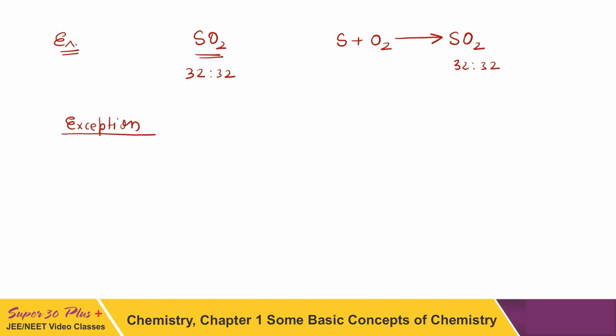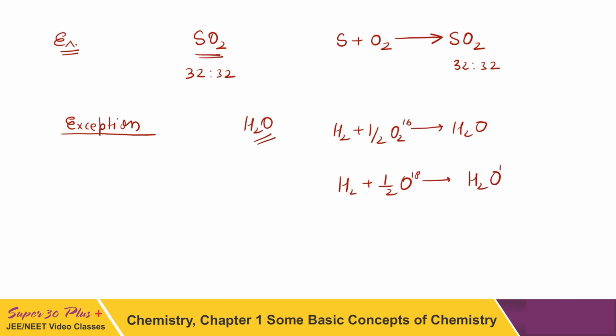Suppose you produce water, H2O, by using H2 plus half O2 gives H2O. And if you use the isotope of hydrogen or the isotope of oxygen, then another reaction is H2 plus half O18. This is O16. This is O18. So now it is H2O18. This is O16. Now the ratio of mass was 2:16, and here the ratio is 2:18. So this law is not valid in presence of the isotopes.